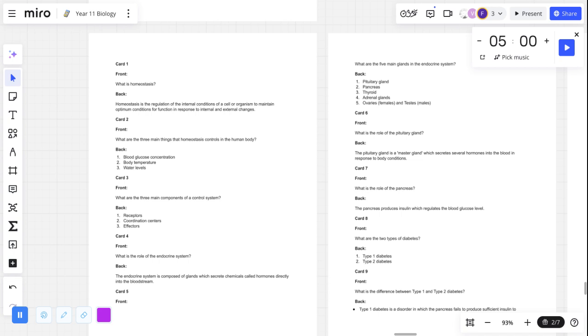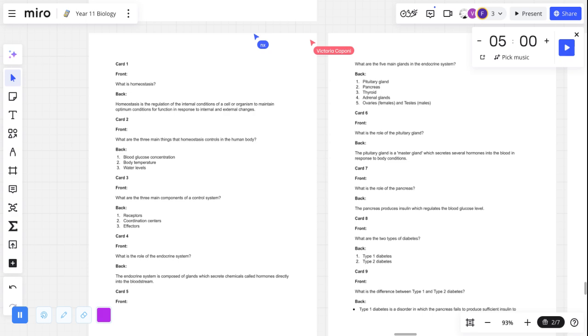Okay. So, how do we control this? And this is how it relates to a reflex arc. You have receptors to detect temperature, glucose levels, water levels, and then you have a centre that deals with that, and that causes an effect. Okay. Now, the endocrine system, what is the role of the endocrine system? Those are your glands. They are chemical messengers.